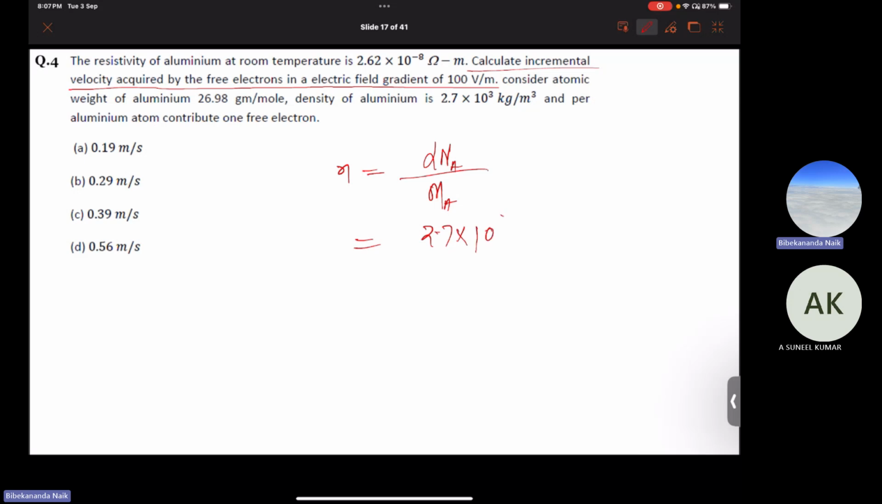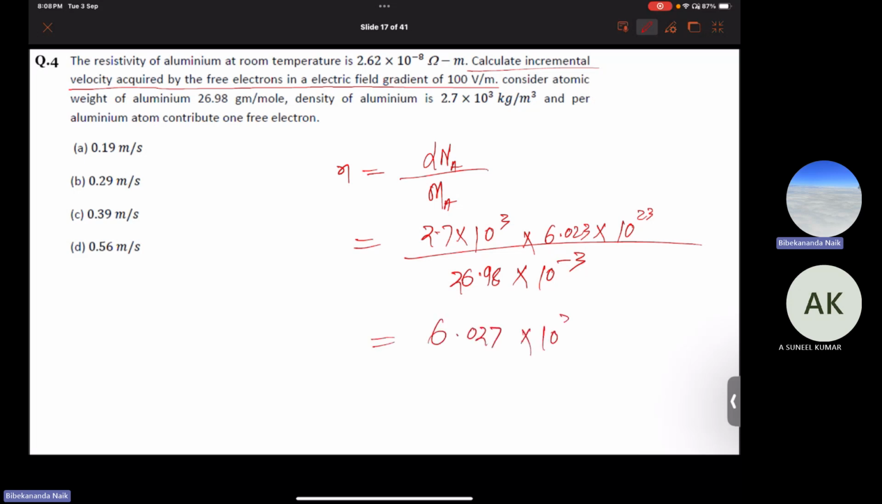It will be 2.7 into 10 to the power 3 into 6.023 into 10 to the power 23 divided by 26.98 into 10 to the power minus 3. Because here it is 26.98 gram, in order to convert it into kilogram, we multiply by 10 to the power minus 3. If you calculate, it will give you 6.027 into 10 to the power 28 per meter cube.